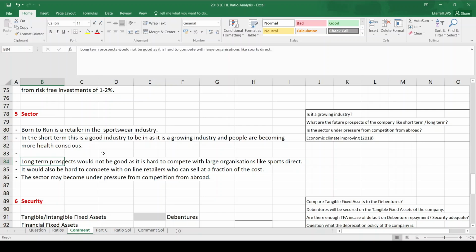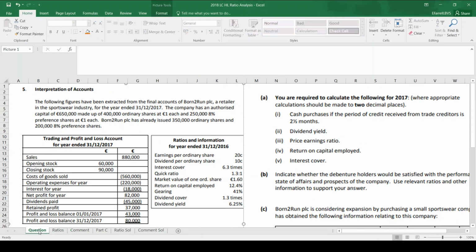Okay, however, long-term prospects would not be good as it's hard to compete with large organizations like Sports Direct and Nike and all of these companies. It's very hard to compete with online retailers in the sports industry too. They can obviously charge a lot lower prices than Born to Run would be able to. So it's hard to compete with online retailers who can sell at a fraction of the cost, and the sector may be under pressure from competition from abroad. So again, an Irish company like Born to Run might find it hard to compete with your likes of Nike and Adidas and so on.